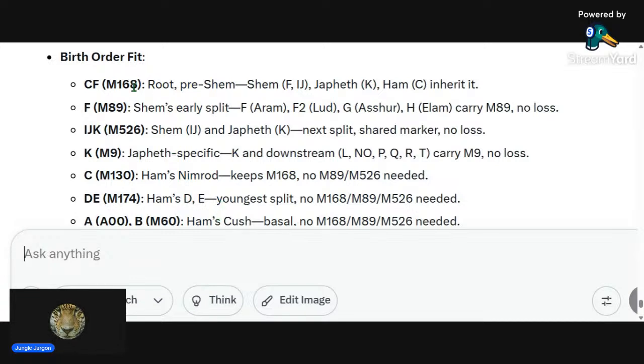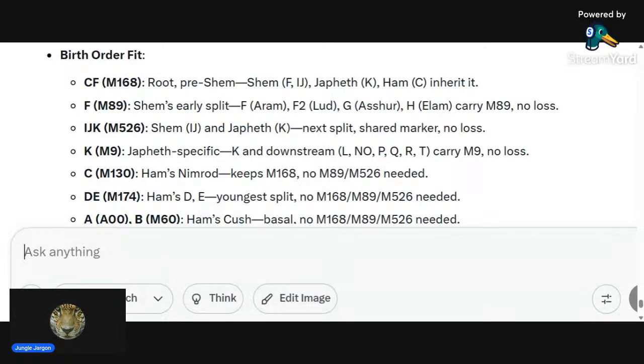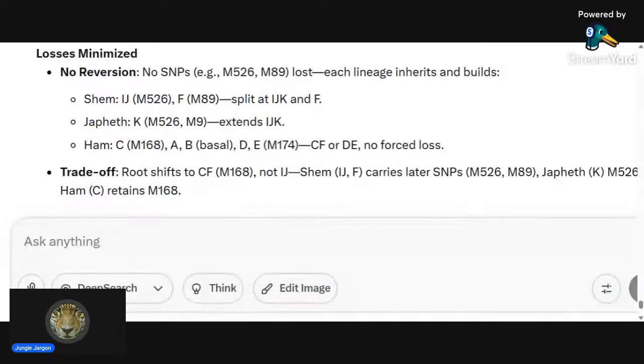Anyways, this is very confusing. This M168, yeah, it's a root, but it's not universal. The universal one is the M60, from what it seems here. Okay, no reversion. Losses minimalized. In other words, SNP losses are minimized. No reversion. No SNPs.